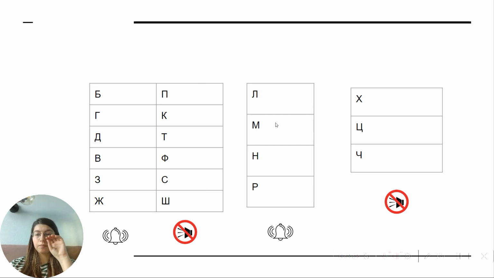And here you can also see the consonants L, M, and R. They are always voiced, and the consonants H, C, Ch, Sh as well, if you don't pair them with zh, are always unvoiced. So this is all I wanted to tell you about today's class.